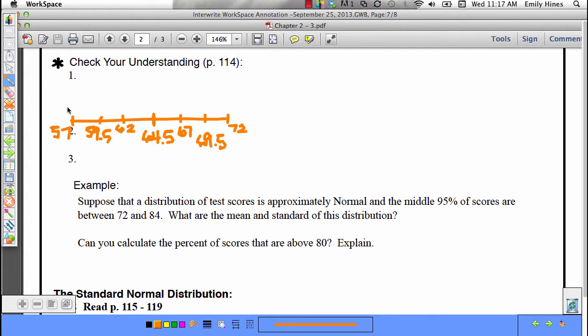And I start at the bottom or the top. My inflection point from where I change curves is at 1 standard deviation. The peak is at the mean. Change curvature again, and there we go.